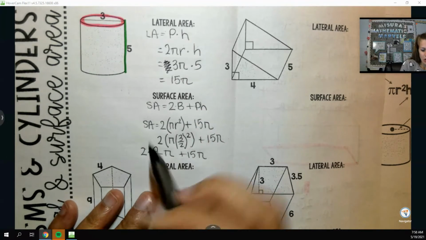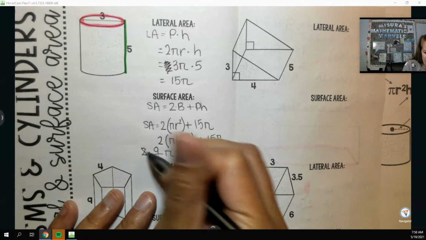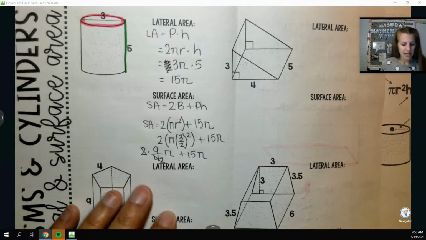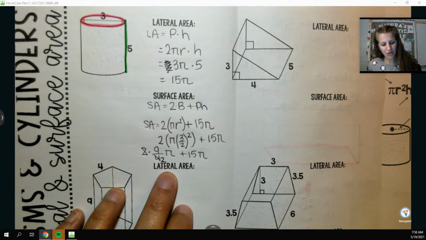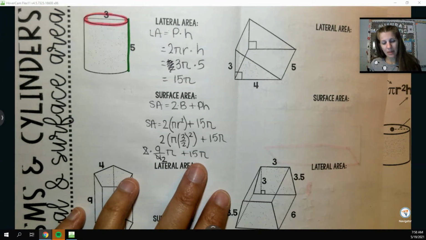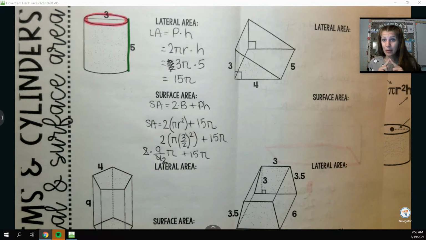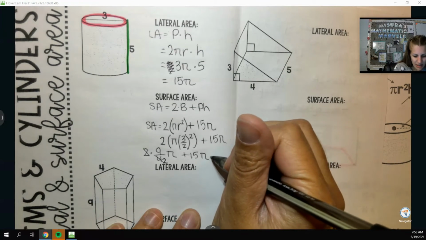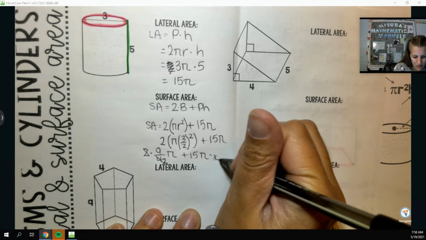And then I can reduce a little bit here because the 2 and 4 can divide into each other with a 2 left on the bottom. And so what I have here is 9 over 2 pi plus 15 pi. And I can add those because they're both pi's, but I also can't add those because they don't have the same denominator. But I can think of this 15 as like a low-key 30 over 2.